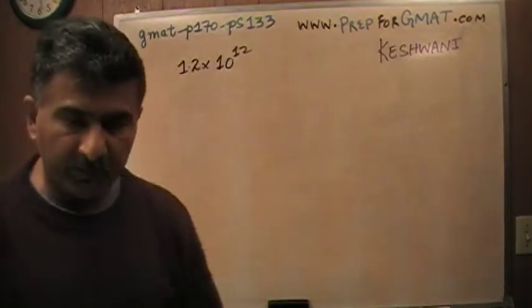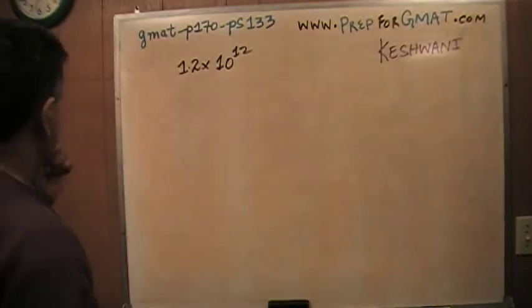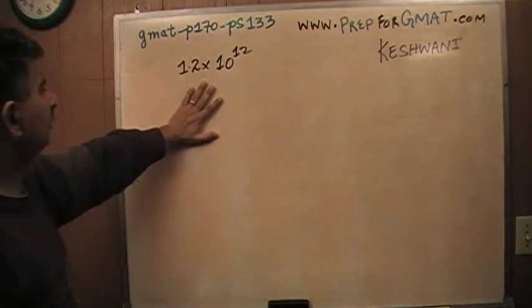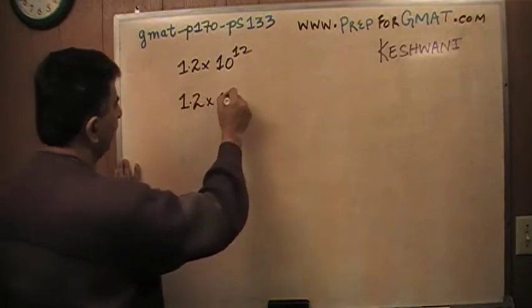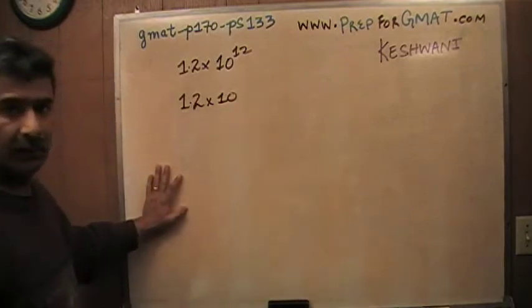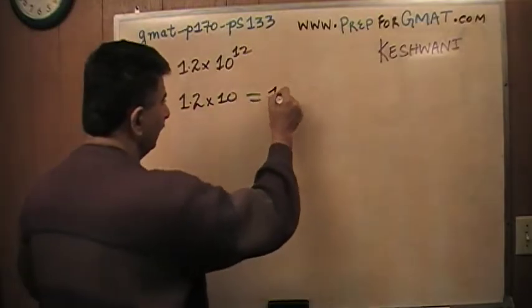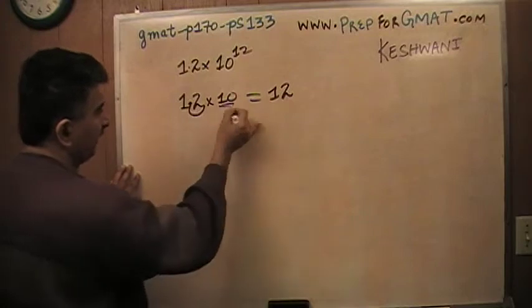Before I read the rest of the problem, let's first tackle this. How much is this amount? 1.2 times 10 raised to 12. Let's take a look at this thing. 1.2 times 10, as you are able to see right away, that is simply 12. And how did we get 12? By moving this decimal place by one place, because we're multiplying by 10.